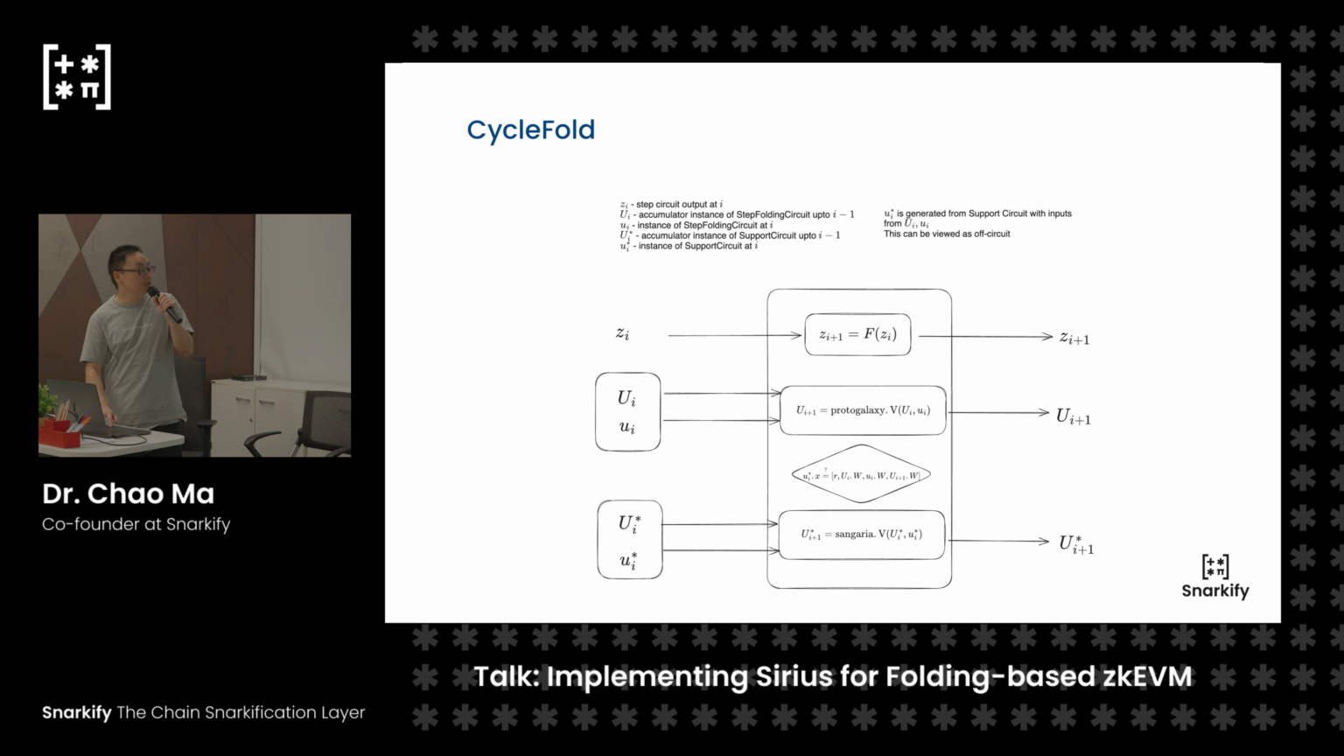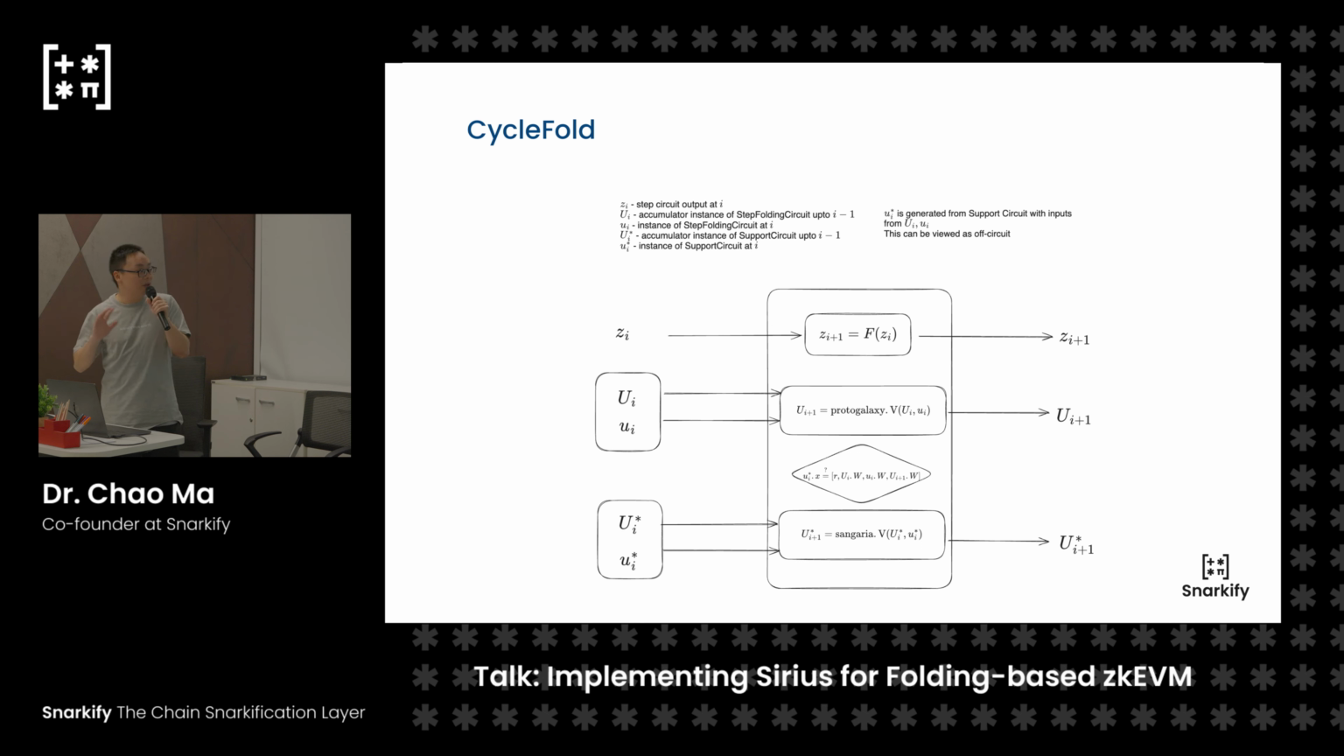So it will do three things. The first thing is to make sure the execution of one step of calculation F is correct. The second is the folding of this circuit itself. The third part is the folding of the support circuit. I'll just explain what that is.